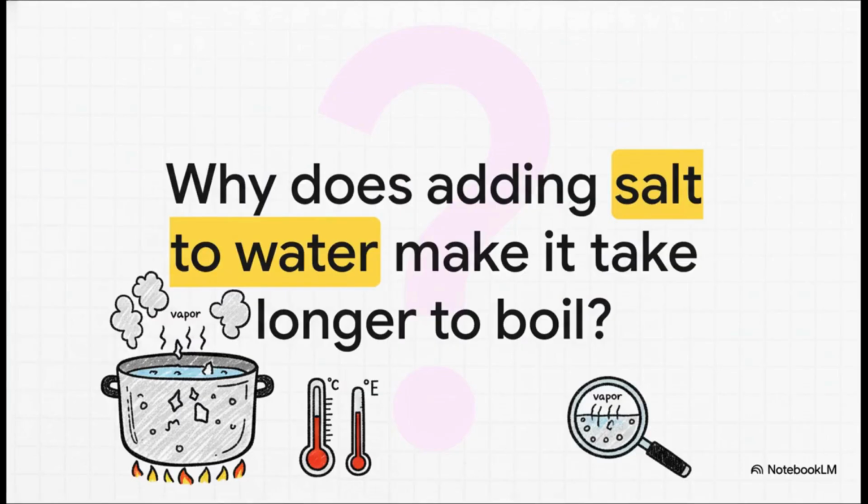So let's talk about boiling point. Why does adding salt to pasta water make it boil at a higher temperature? Well, you can think of the salt particles as tiny little roadblocks at the surface of the water. They literally get in the way, physically blocking some of the water molecules from escaping into the air as vapor. This lowers the vapor pressure, which means you have to pump in more energy, get it to a higher temperature to get the whole thing to boil.